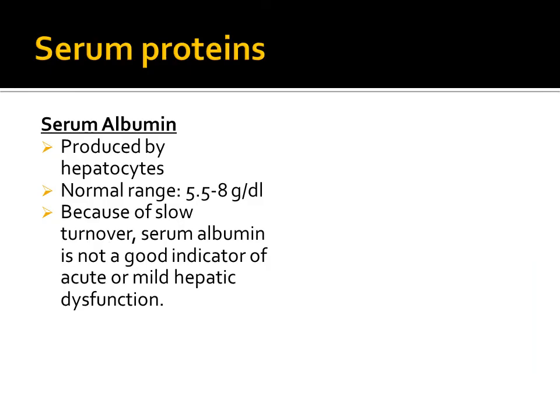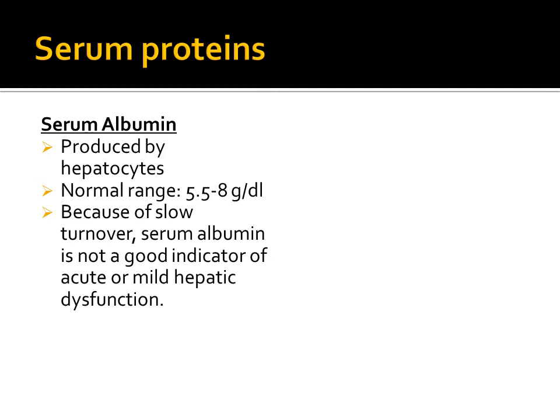Now coming to the next test, serum protein measurement. Here we measure the total protein and albumin level. The normal range for total protein is 5.5 to 8 gram per deciliter, and for albumin it is 3.5 to 5.5 gram per deciliter. Normal albumin globulin ratio is more than 1.5. But in liver dysfunction, this ratio will be reversed because of decreased albumin production.